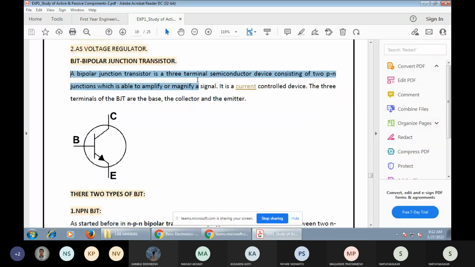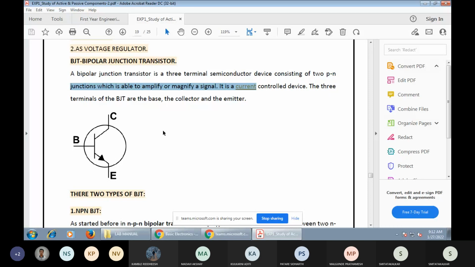Then why is the BJT used? It is a three-terminal semiconductor device consisting of two PN junctions, one with holes and the other with electrons. These two PN junctions are able to amplify or modify the signal.